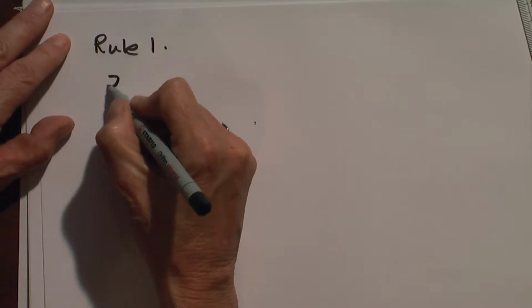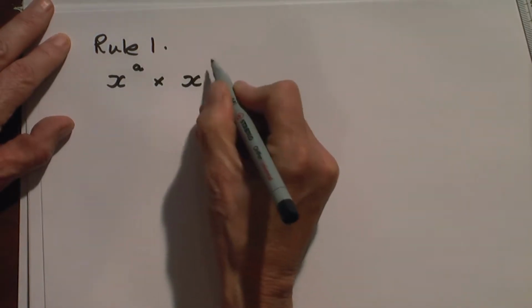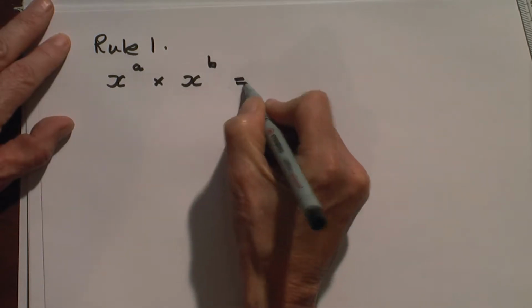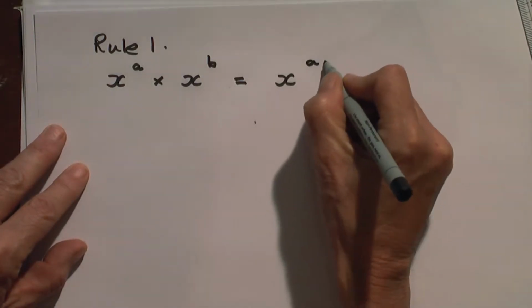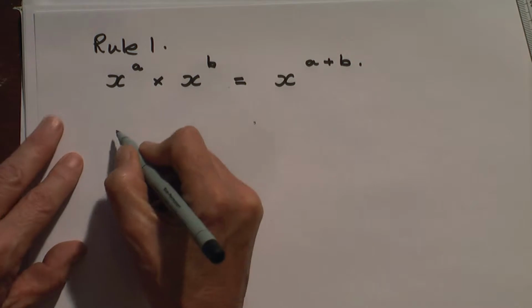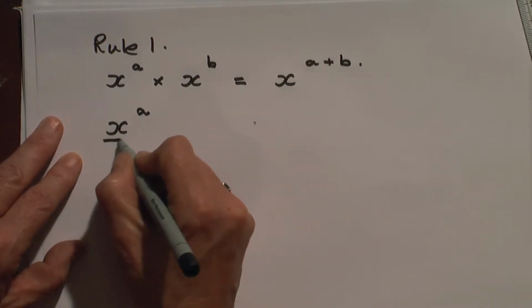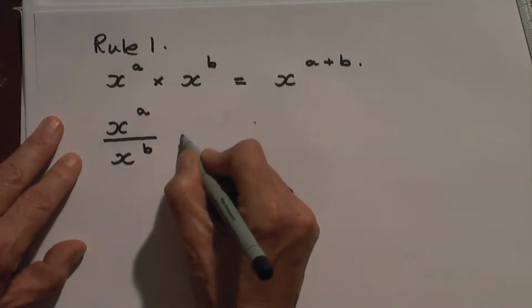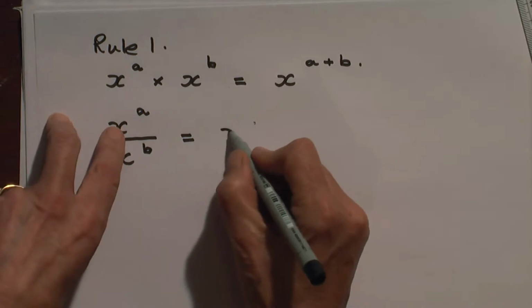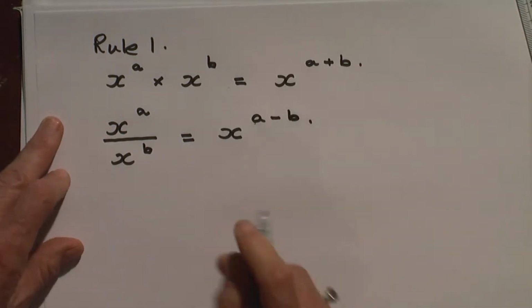If I've got x to the a multiplied by x to the b, I have a rule. Bases are the same, we are adding the exponents, so that's x to the a plus b. If I've got x to the a divided by x to the b, I say the base is the same, I get x to the a minus b.